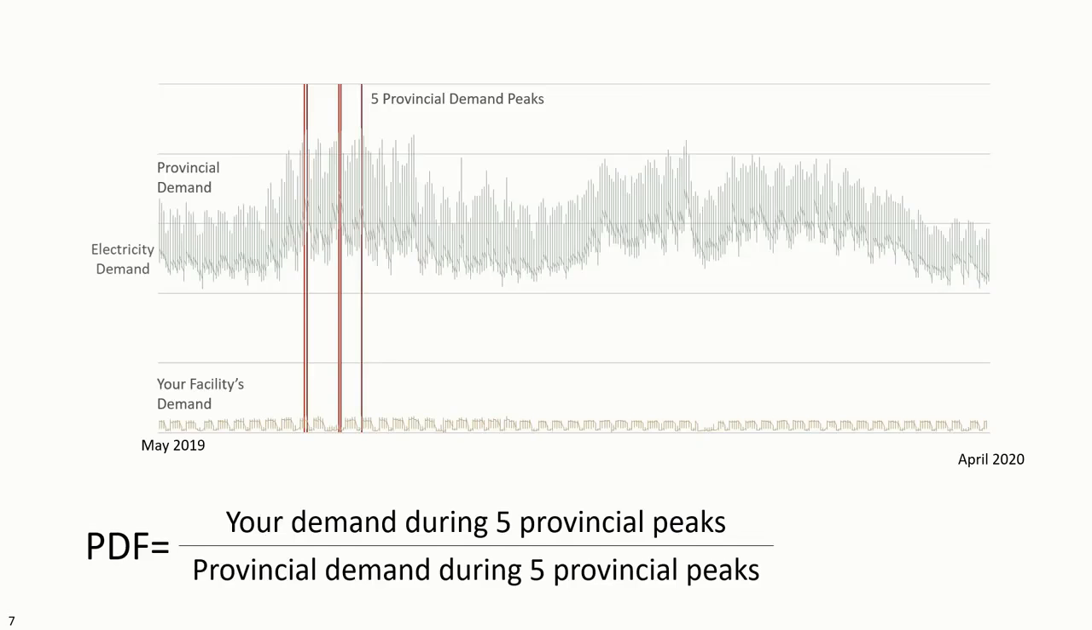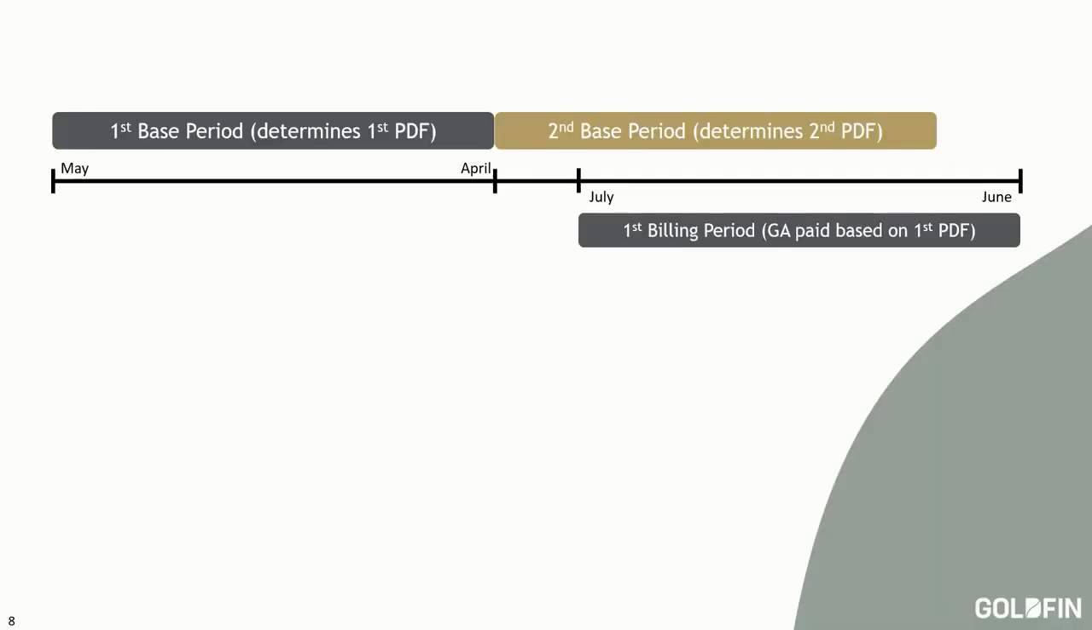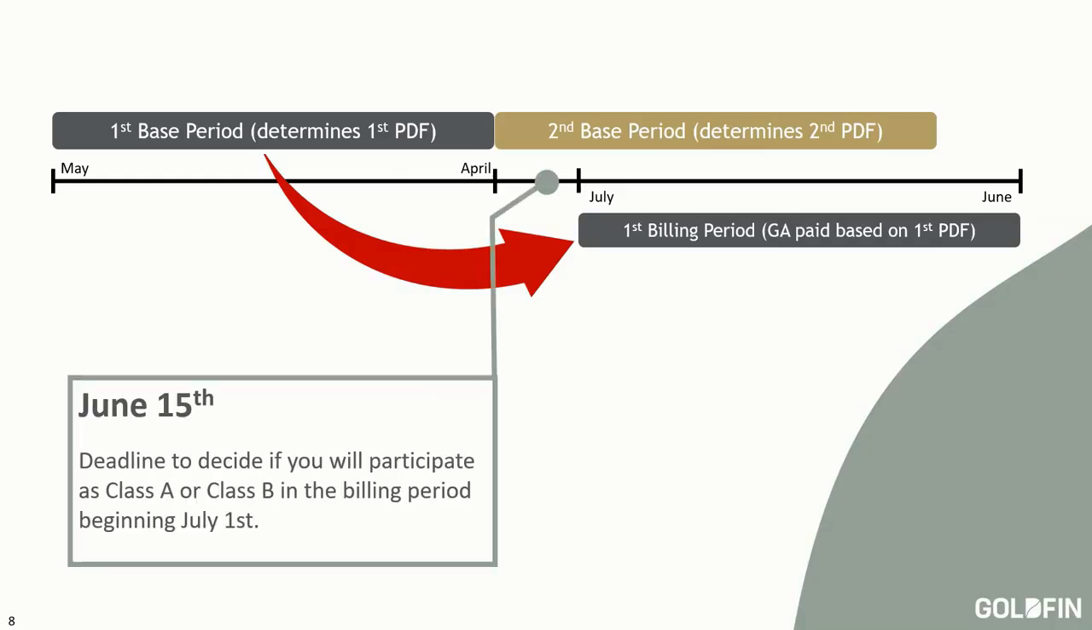The amount you pay depends on how much your facility's electricity demand contributed to the total provincial demand during the top 5 provincial demand peaks. This ratio is used to calculate your peak demand factor, or PDF. Your peak demand factor is then used in the following year to calculate how much of the global adjustment you will pay. Each year, you will have until June 15th to decide if you want to participate as Class A or a Class B customer. So this gives you time to see what your PDF is and estimate which class makes the most sense for you before GA charges related to that PDF start showing up on your bill.